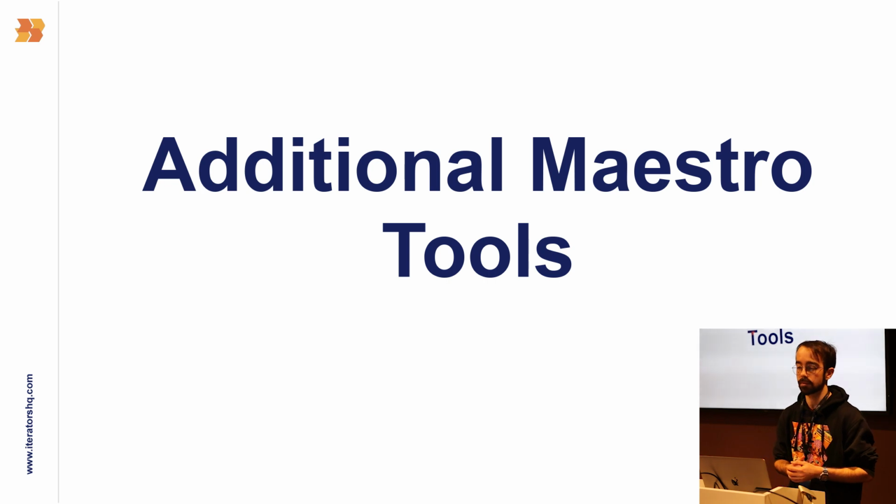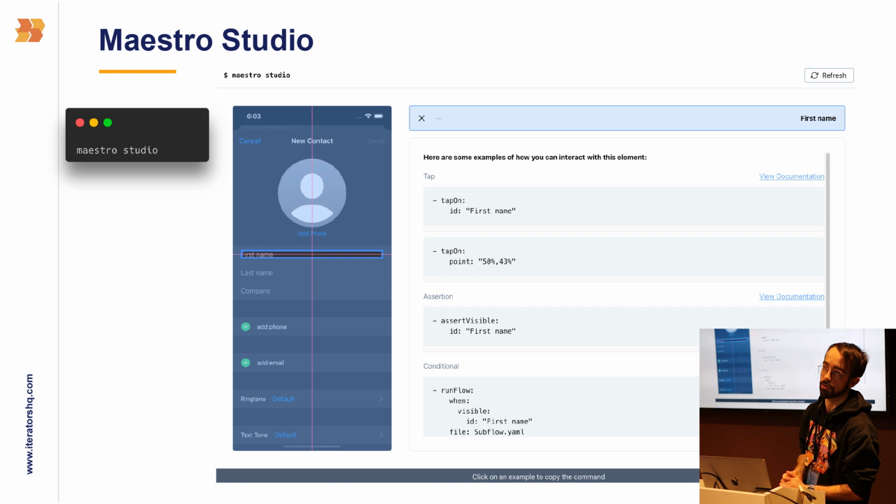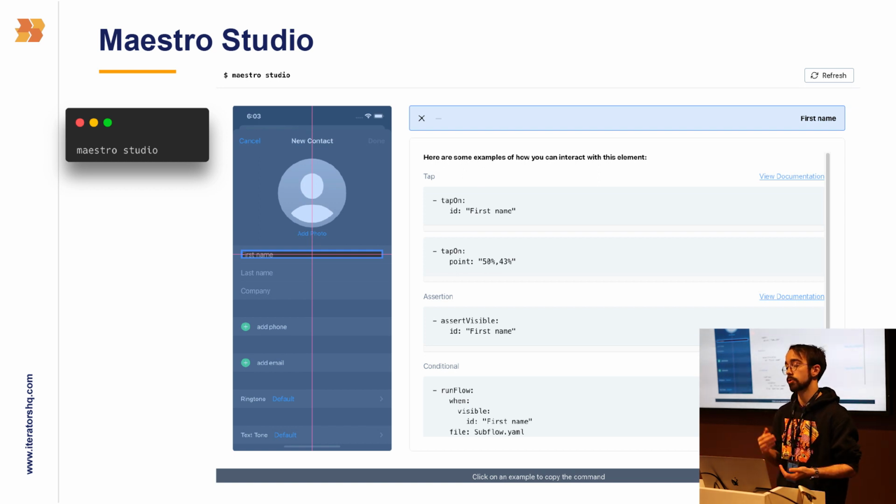So those are some of the more advanced features of Maestro, but there are a couple of additional tools that Maestro comes shipped with that make it one of the most powerful end-to-end testing libraries. First of all is the GUI client that I mentioned earlier, Maestro Studio. In order to run it, you simply run Maestro Studio in your command line, and at that point, a web server will start running with Maestro Studio on it. It connects to a locally running simulator or emulator, and it mirrors its screen onto Maestro Studio.